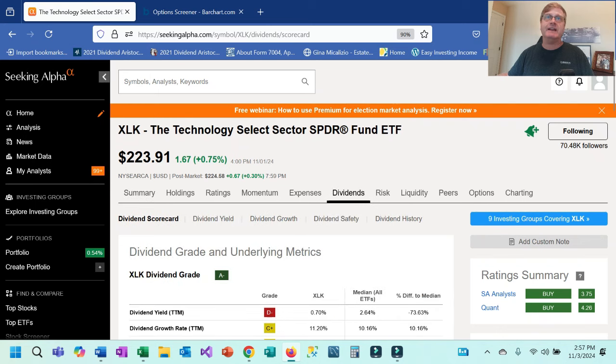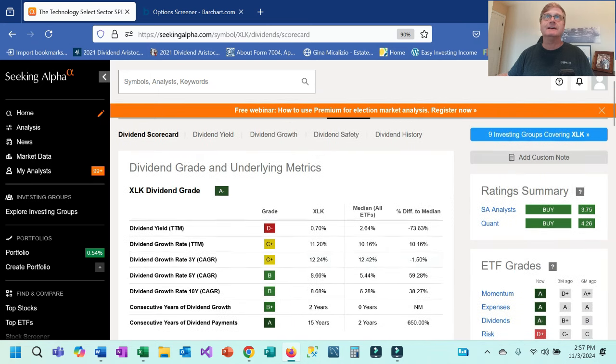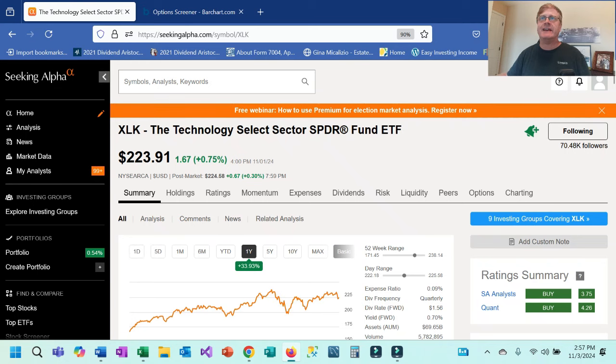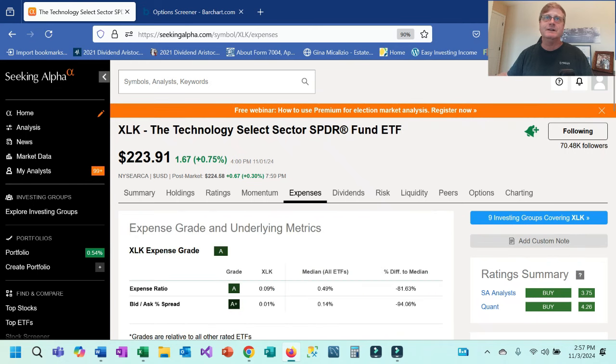It pays an okay dividend, not great. I believe it's 0.7%, so a little bit lower than the median for ETFs. But if you're trading XLK, it's not typically the dividends. Expenses are relatively low, 0.09%. The median is 0.49%, so I also like that it's fairly inexpensive.